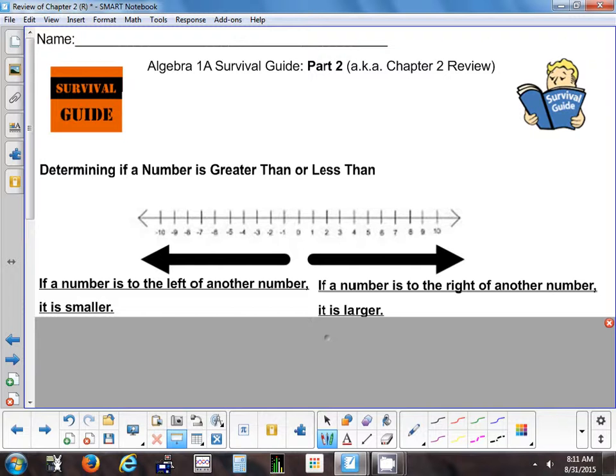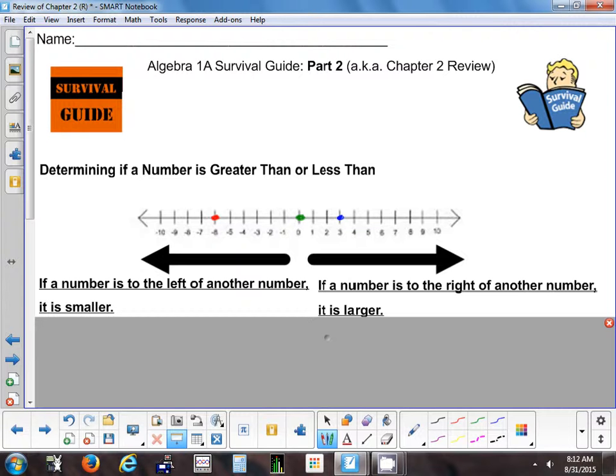So for example, if I mark a number in red, number in green, the number in red is smaller. Why? Because it's to the left. -6 is smaller than 0. If a number is to the right of another number, then it's larger. Right, so if I mark one more spot, the number in blue, number 3, it's larger than the one in green because it's to the right of it. 3 is bigger than 0.